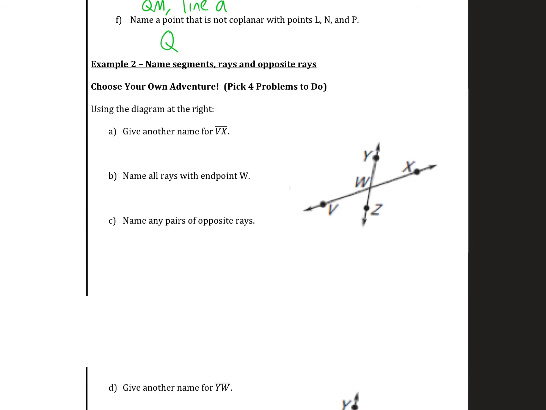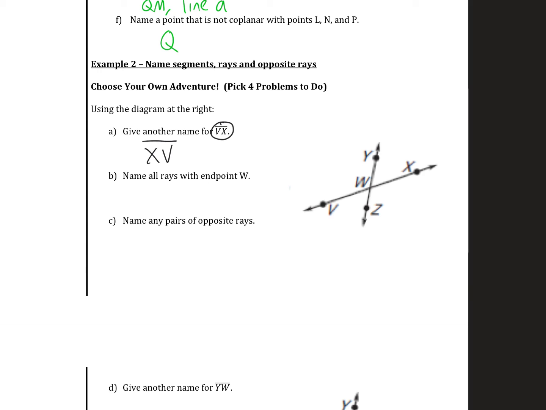Let's give another name for this symbol right here. It's got VX with a line above it with no arrows. That's a line segment. So we need another name for line segment VX. So the other one you should have done for this one should have been XV with just a line with no arrows above it to show it stops. Now rays with endpoint W.